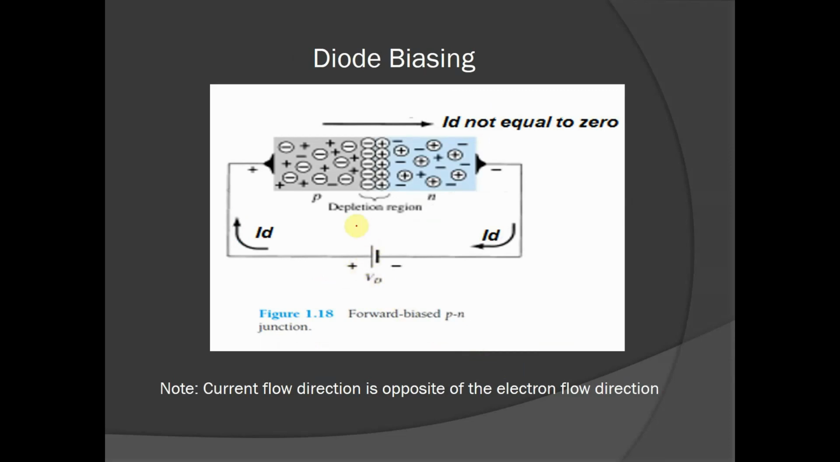But if you put the correct polarity, so this is the P junction and the N junction of the diode, if you put positive here and negative here, what will happen? The depletion region will be reduced, allowing some electrons to pass. So the electron flow will be in this direction, and the current flow is in the other direction. The current flow is opposite to the flow of electrons.